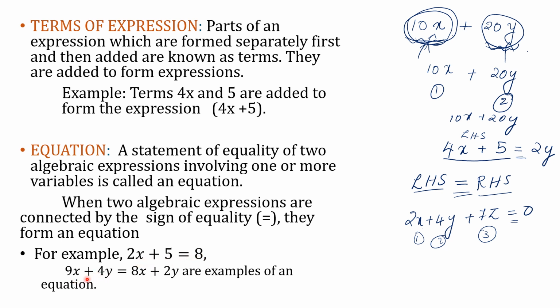And consider the second example, 9x plus 4y is equal to 8x plus 2y. Here the left hand side is an algebraic expression with two variables. In the same way the right hand side also has an algebraic expression with two variables. So these are all examples of equations.